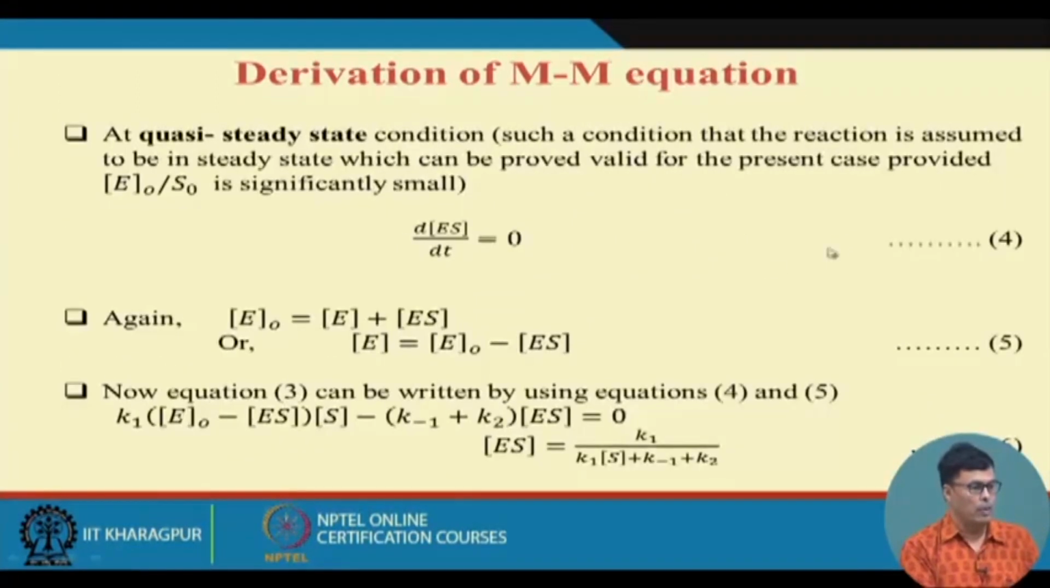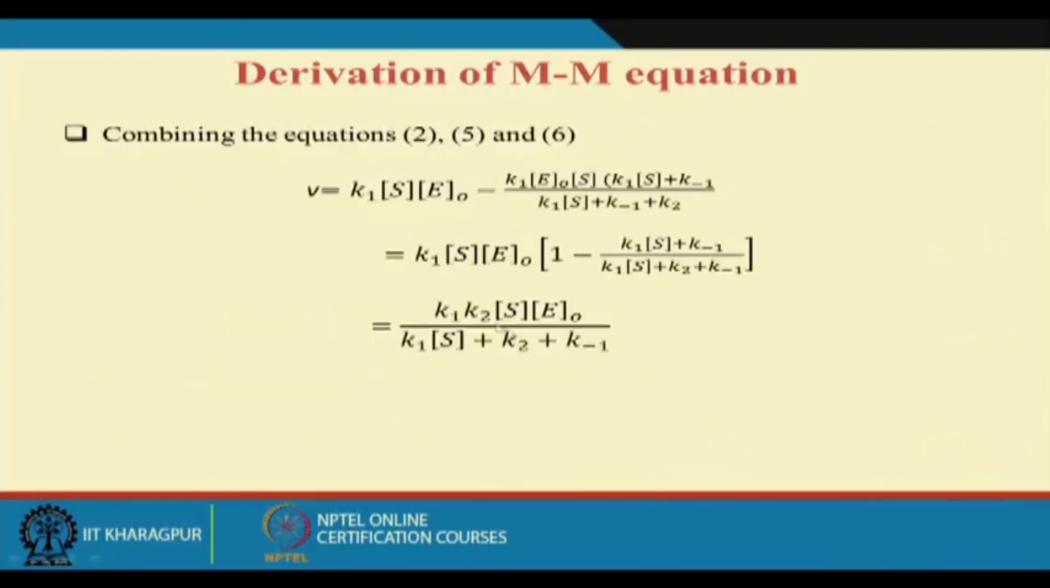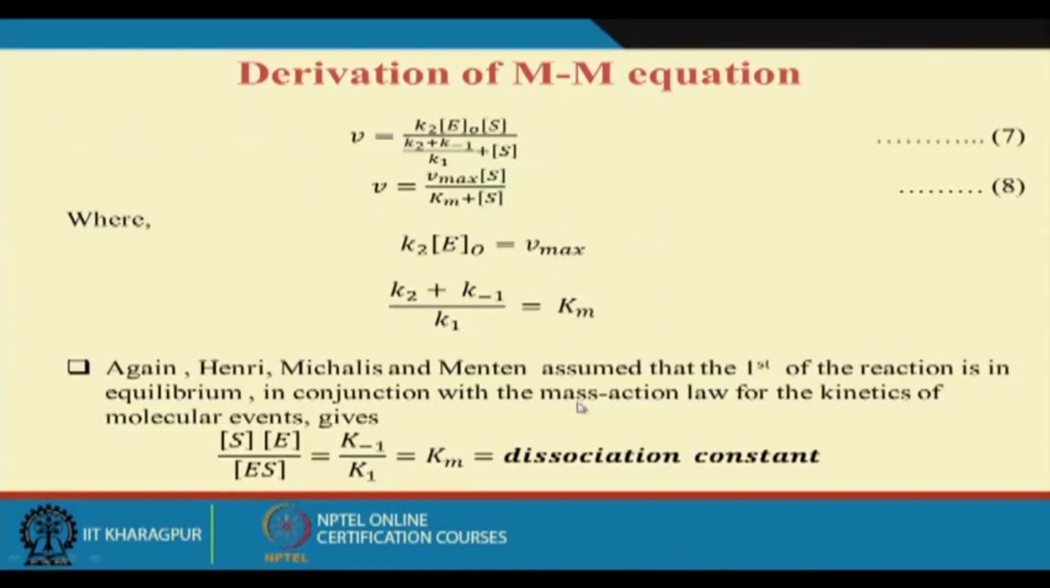Now, here at any point of time, the total enzyme concentration E0 is equal to the free enzyme concentration plus the bound enzyme concentration. Now, if we rewrite equations 4 and 5, it will come in this form, and finally we have ES equal to this. Then we have velocity of reaction equal to this. If we put it in and analyze, we can get this equation.